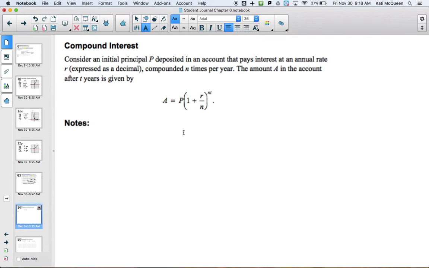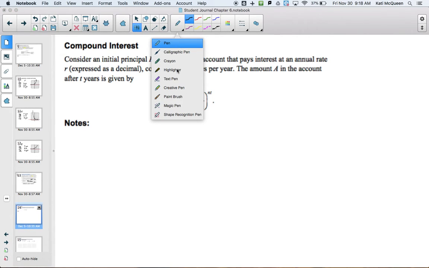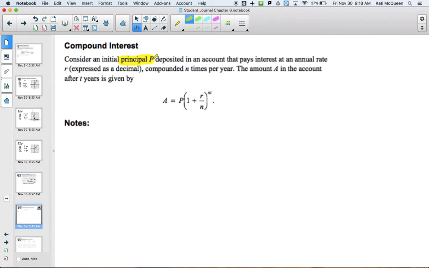So there are a few things that affect how much money you end up with. One of those is the principal, and that's how much money you initially put in. So that's called the principal, so that's going to be important to us. What's also important to us is the interest rate. So that's R, expressed as a decimal. So if your interest rate is 5%, we're going to use 0.05.